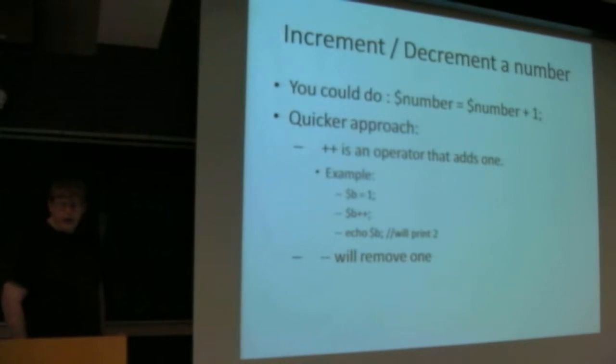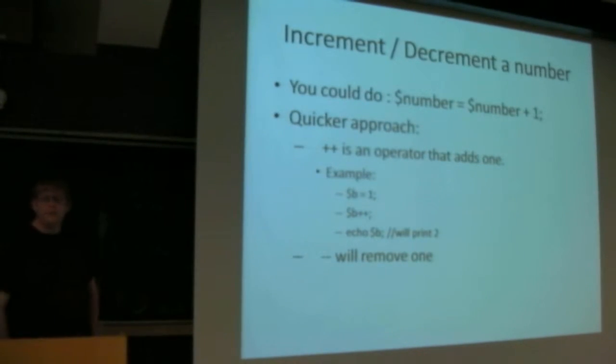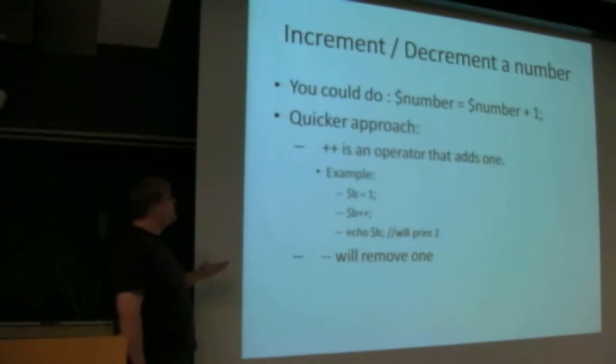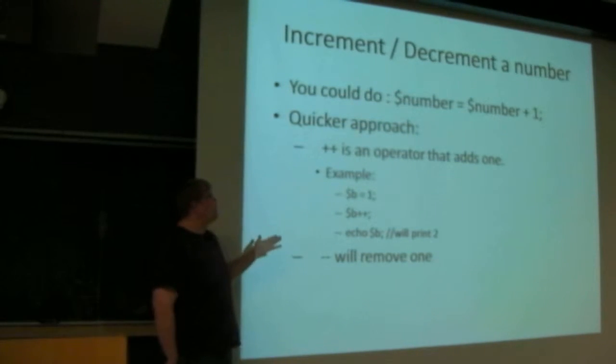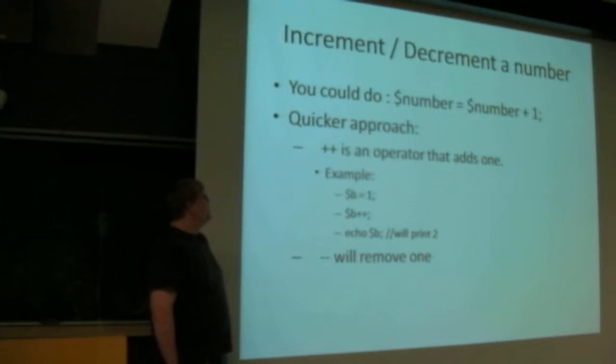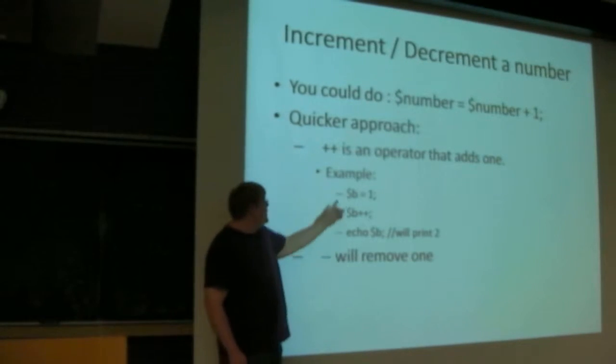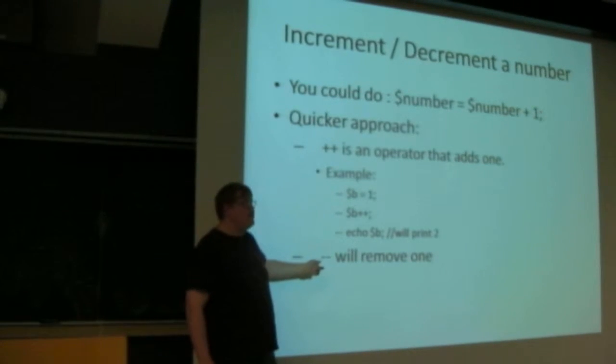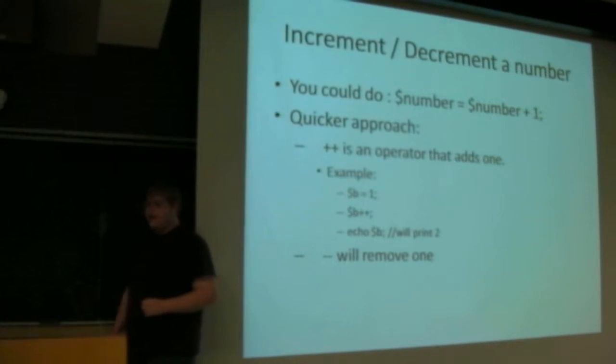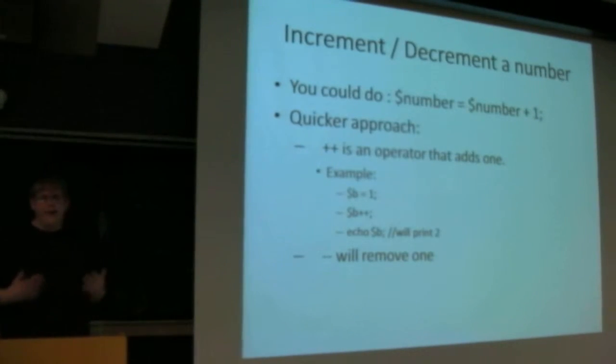So to increment and decrement a number, we could do number equals whatever the number is, +1 or whatever. But let's say that we're too lazy and we just want to make it a little bit shorter, a little cleaner, whatever. We can do plus plus or minus minus, which increments by 1 or decrements by 1. So it just takes a variable, adds 1 to it, or subtracts 1.